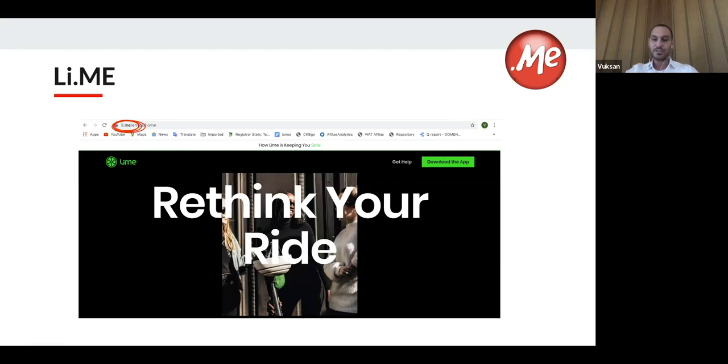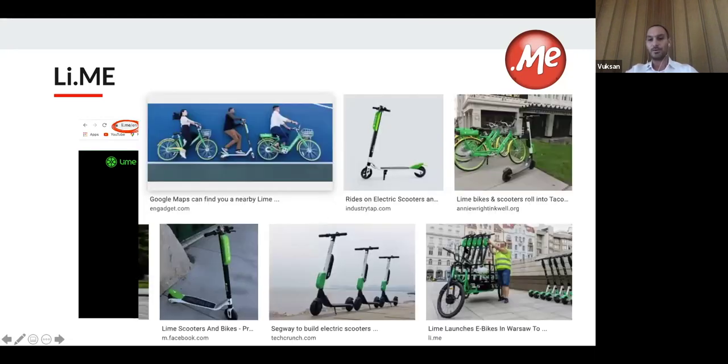And I'm sure you've seen Lime scooters and bikes all over the world. I mean, they're very popular in Europe and North America. And I believe there's Lime in Asia as well.